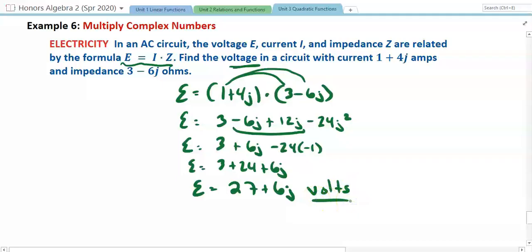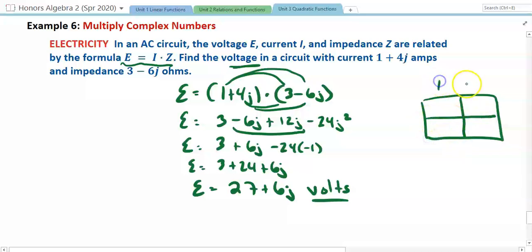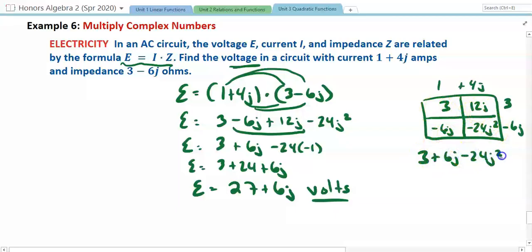Questions about that? So with multiplication, again, you can distribute to both. And another model of multiplying this out, some of you might have seen this box method before. 1 plus the 4j, 3 minus the 6j. And so 1 times 3 is 3. This is 12j, minus 6j, and minus 24j squared. And so then we can combine the pieces this way. 3, this is plus 6j minus 24j squared. And then we again do the work that we did over here to get 27 plus 6j. Okay?